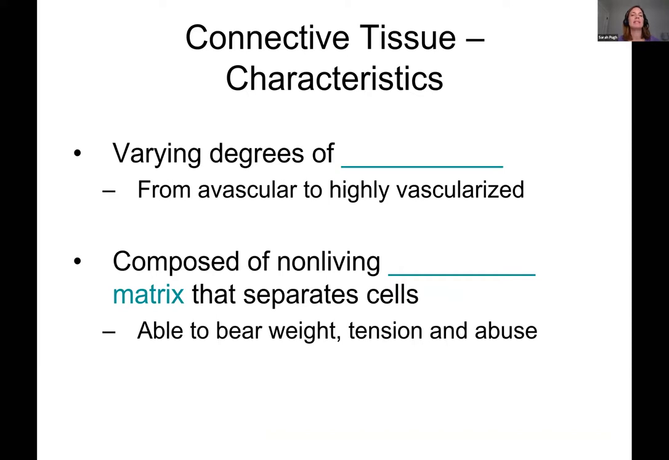So let's talk about some characteristics of connective tissue. It is very different from epithelial tissue. One thing that makes it really different is that, remember I told you epithelium does not have a blood supply, and connective tissue can. It actually has varying degrees of vascularity.